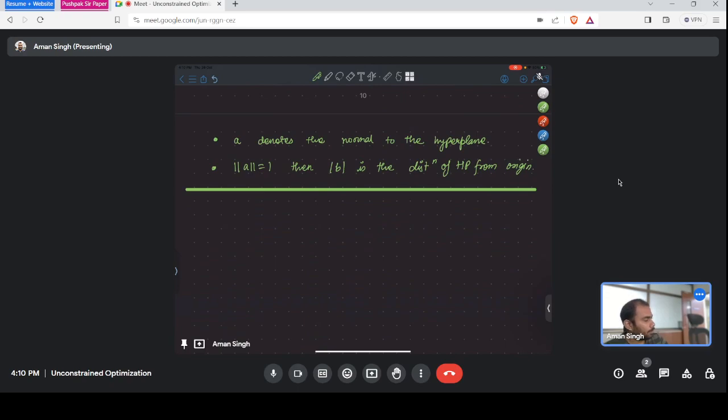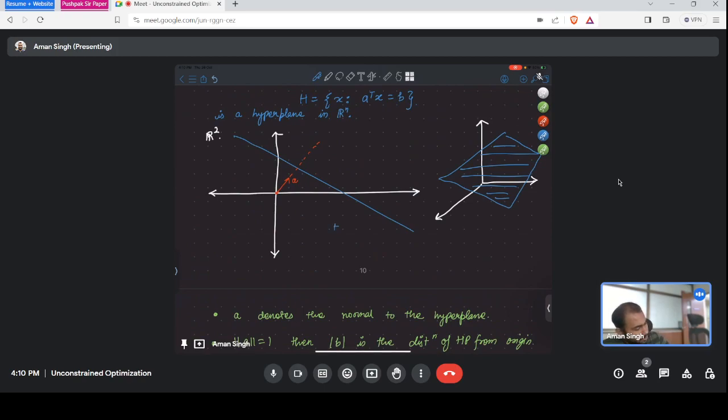One more thing that I want to say: this is H given by x such that a transpose x equals b. Let's say we choose x naught at this point. Then H can also be represented by x such that a transpose (x minus x naught) equals 0. So any difference between x and x naught is perpendicular to a. All the points x such that x minus x naught is perpendicular to a form a hyperplane, so the hyperplane can also be represented like this.